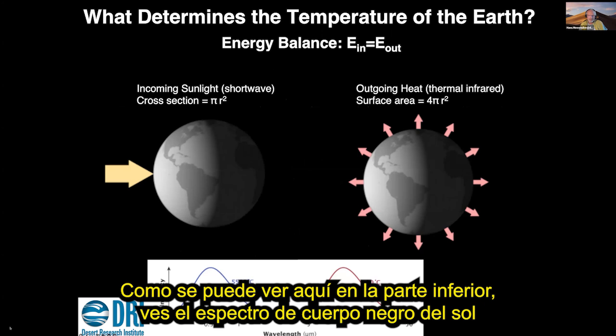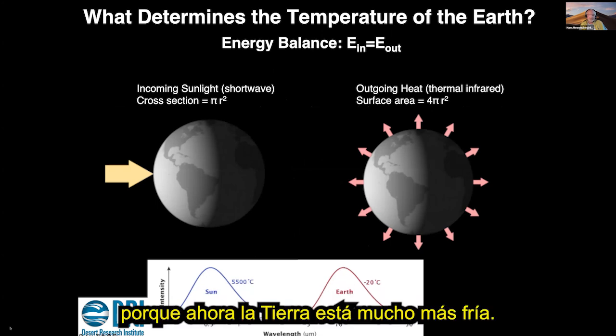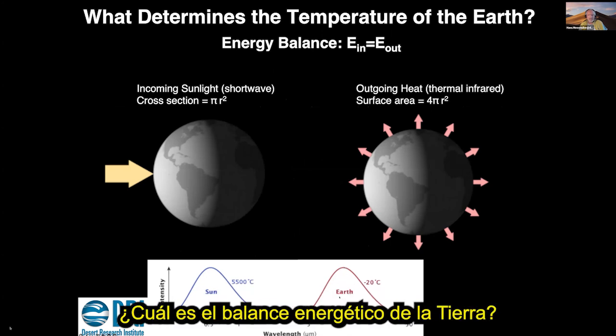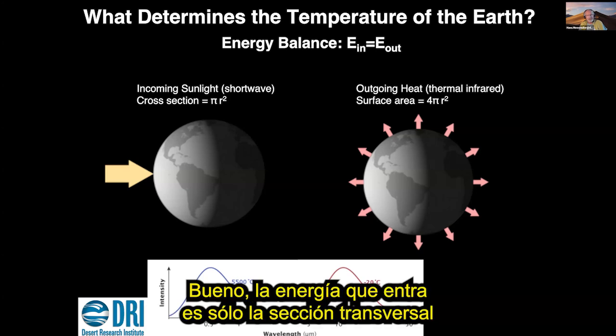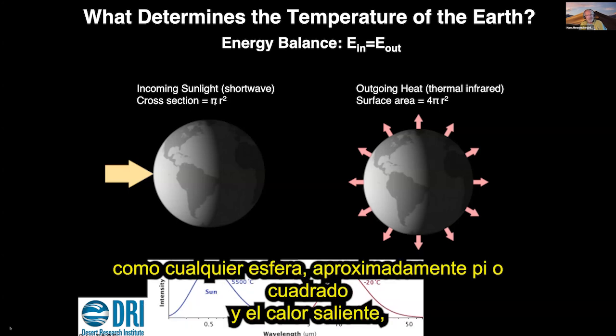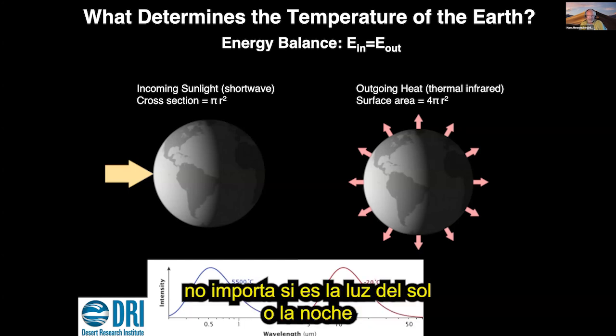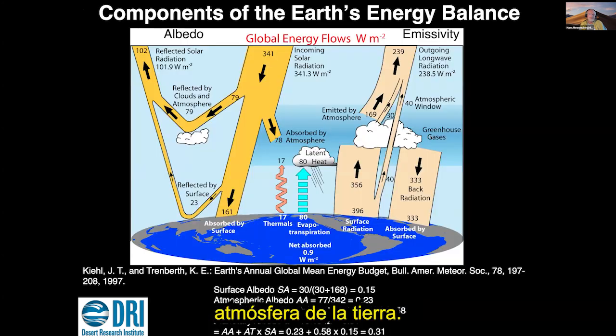As you can see here on the bottom, you see the black body spectrum of the sun, and then the black body spectrum of the Earth, because the Earth is much colder. Now, what is the energy balance of the Earth? Well, the energy coming in is just the cross-section times the solar irradiance, and the cross-section of the Earth is, like any sphere, roughly pi r squared. And the outgoing heat: the whole surface area, 4 pi r squared, radiates, no matter if it's the sunlit or the nighttime hemisphere of the Earth.